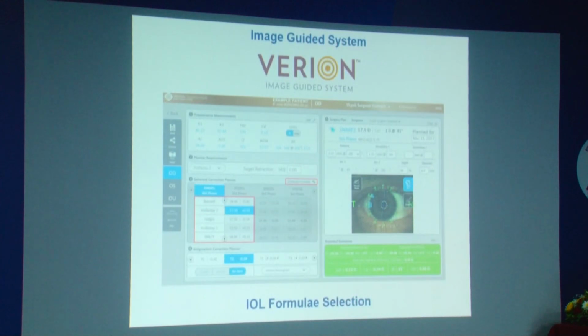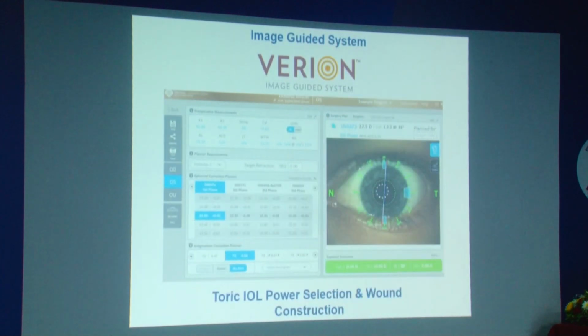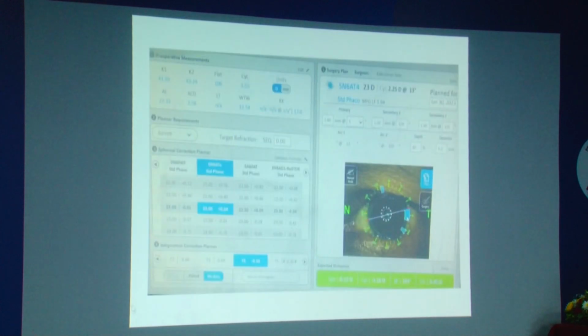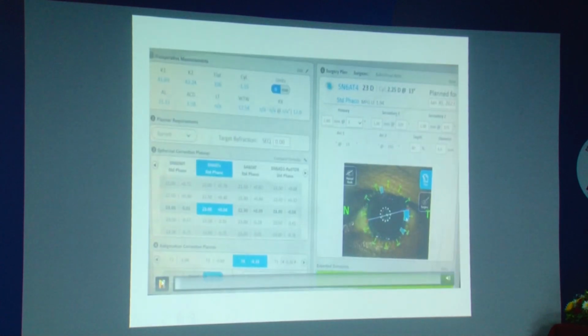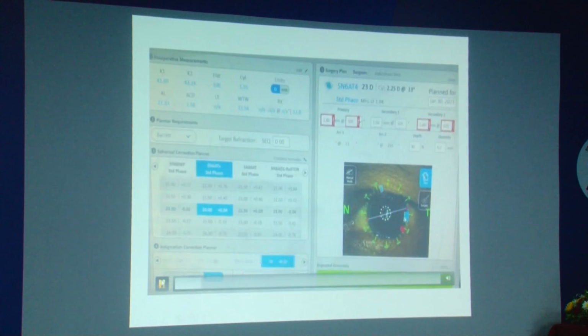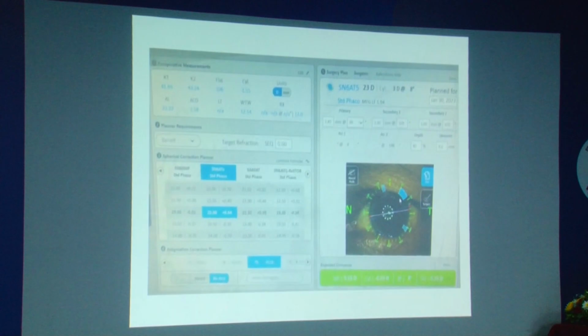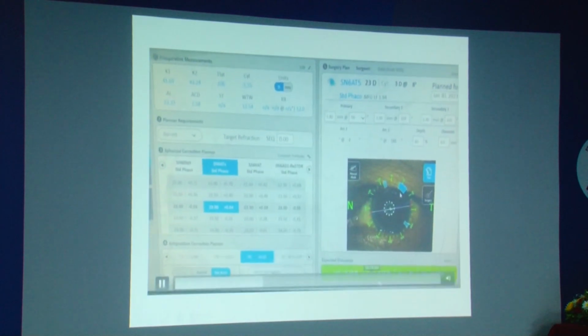You also can have a comparison of the different IOL formulae, and you can change the wound architecture, the size of the wound, the position of the wound, and thereby achieve a better result. Now, you can see in this particular video of a Varion planning, we are changing the position of the wound from a 0 to a superior incision, and see the residual astigmatism over here, how it is decreasing.